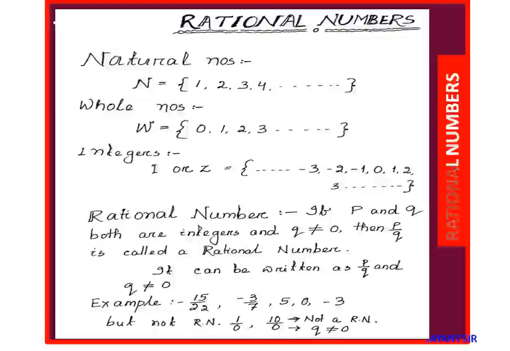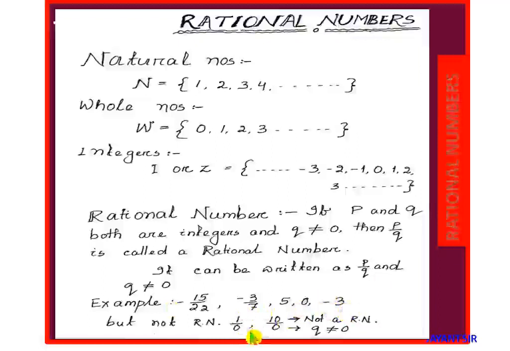Next, come to minus 3 by 7. Here minus 3 is an integer, 7 is also an integer, and the Q value here is 7. That means Q is not equal to 0, so it is also a rational number. Like that, come here, 5. 5 can be written in the form of 5 by 1. The denominator is 1. So 5 is also a rational number. 0 can be written in the form of 0 by 1. Minus 3 can be written in the form of minus 3 by 1. So these are the rational numbers.